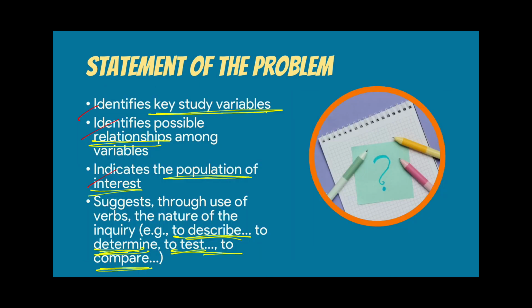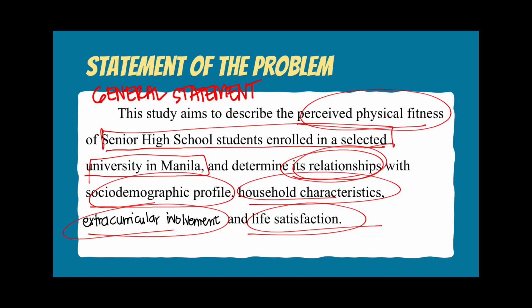And then did it use the correct verb? So it says here to describe. Alright, so we said here it's to describe. So it's correct. And to determine, it's also here. Alright, so this is what we call the general statement of the problem. This is the first part of the statement of the problem. It's usually articulated in a declarative form.